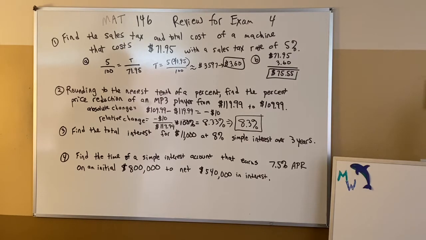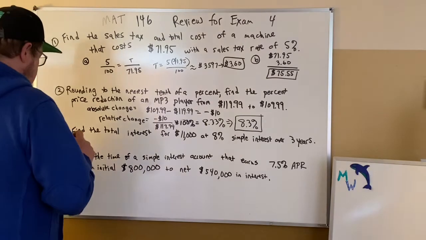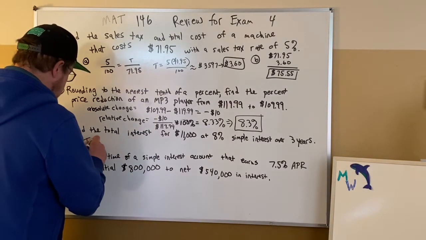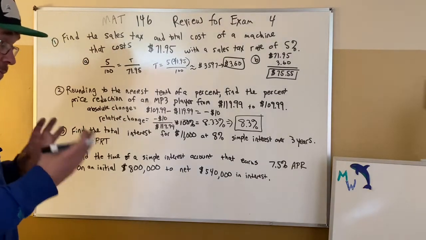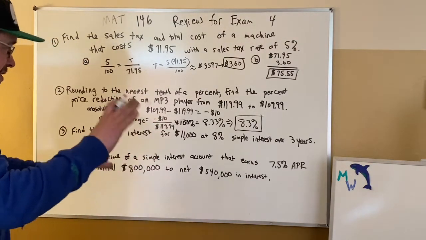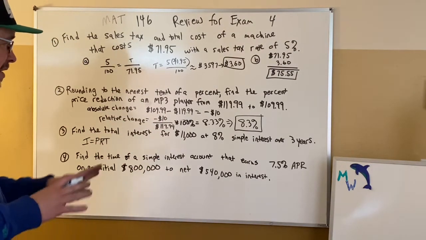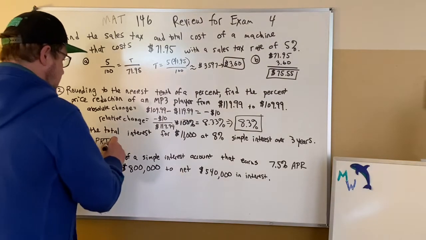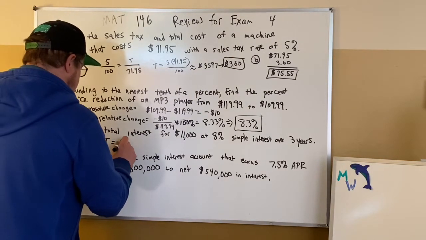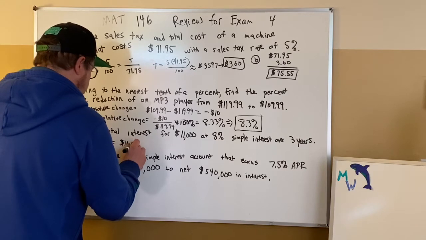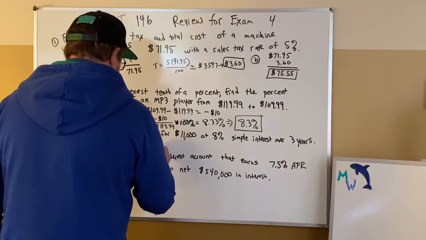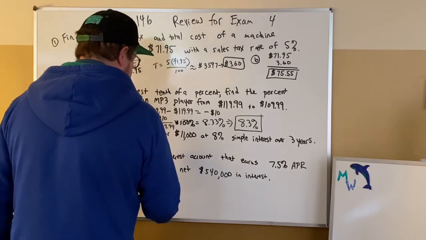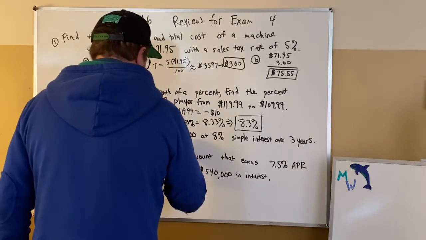$119.99. Find the total interest for $11,000 at 8% simple interest over 3 years. So for simple interest, our interest equals principal times rate times time. And we don't have to worry about the periodic rate and all that, because simple interest doesn't matter how frequently it's paid, it's going to apply the APR. So in this case, we've got $11,000 with the dollar sign. 8% is 8 divided by 100, and it's going to be multiplied by 3 years.